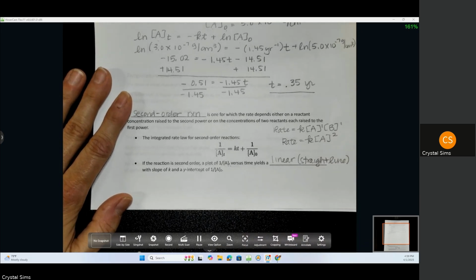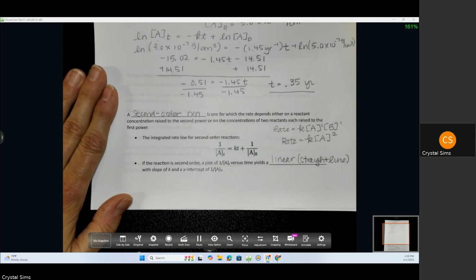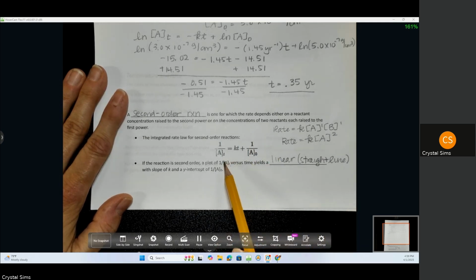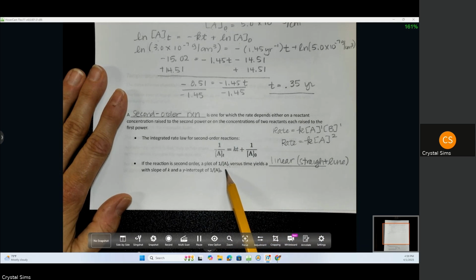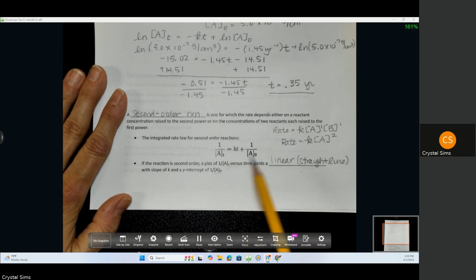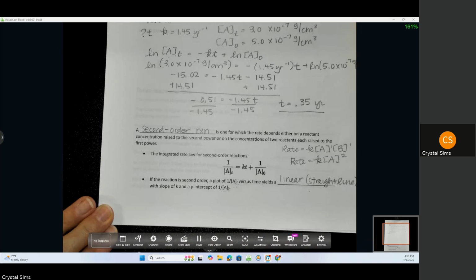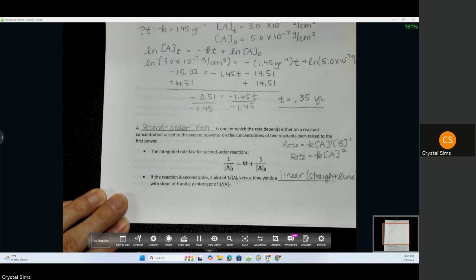So we talked about a first order reaction giving us a straight line. In a first order reaction, the graph of natural log versus time gives us a straight line. In a second order reaction, we're not looking at natural log. We're looking at 1 over our concentration at a certain time. That gives us a straight line that has a slope of k and a y-intercept of 1 over our initial concentration. So we have to be careful here if we're plotting graphs, because we have to look at, are we plotting the natural log, or are we plotting 1 over our concentration?